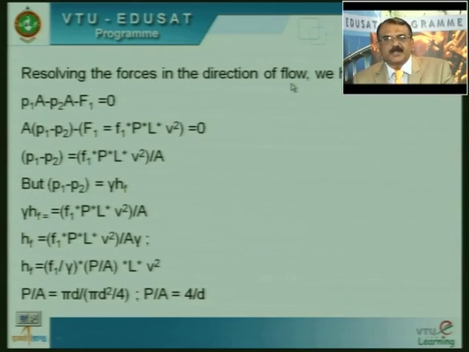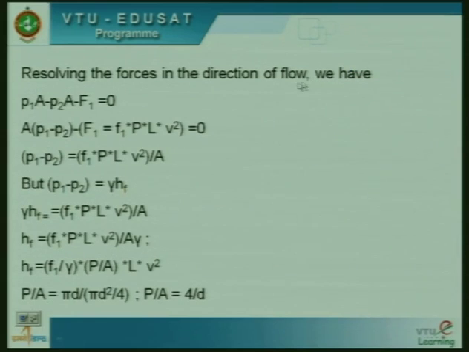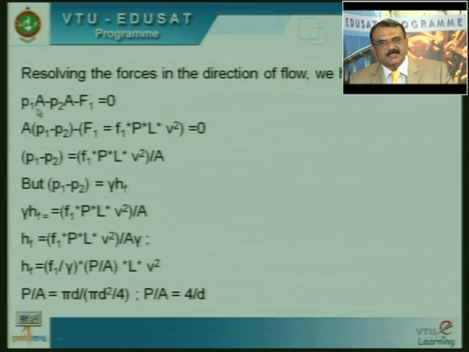Resolving the forces in the direction of flow and equating the same to 0, we have P1 into A in the direction of flow, and P2 into A, which is opposite to the direction of flow, that is why I put a negative sign. The frictional resistance is always opposite to the direction of flow, so you have minus F1 here. So, P1A minus P2A minus F1 is equal to 0.